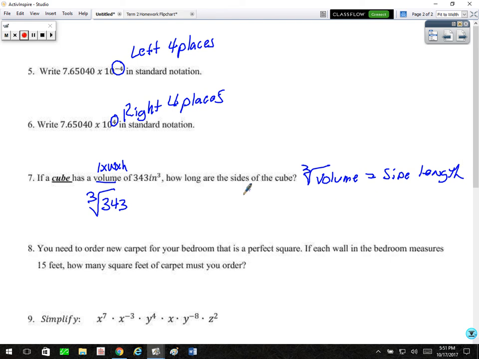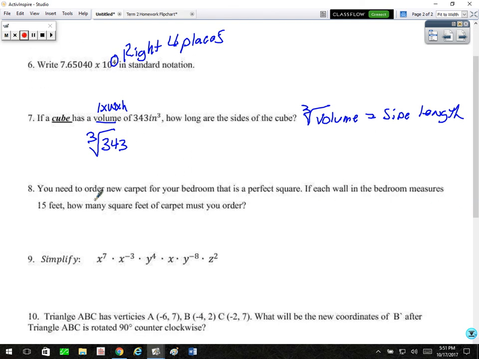You guys are doing real well with that one, and for this one, here's your carpet. We have carpet for our room, so think about this one. If each wall measures 15 feet, what's the area? That's what I'm looking for. Remember, area equals the side squared, or side times side. So there you go. You guys did awesome with those two.